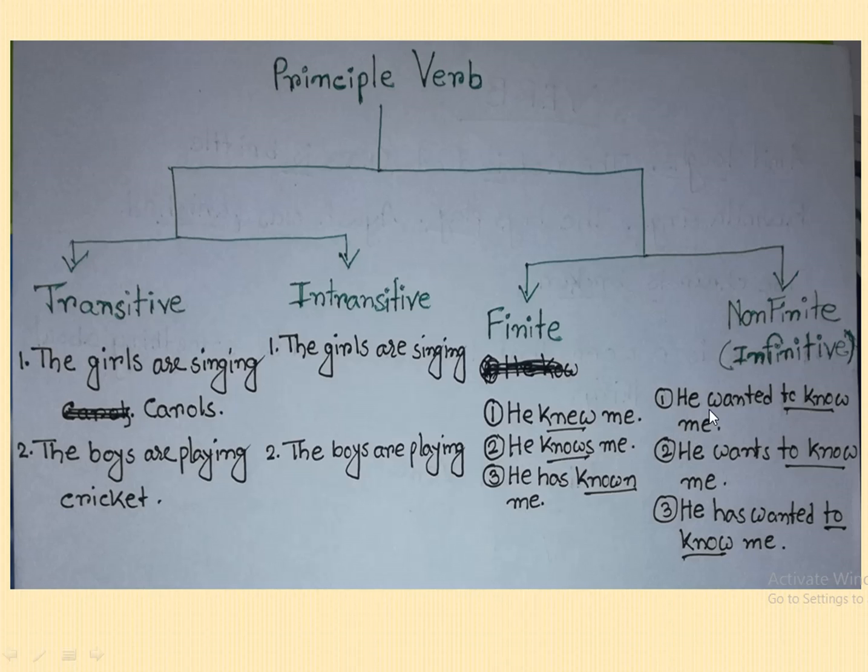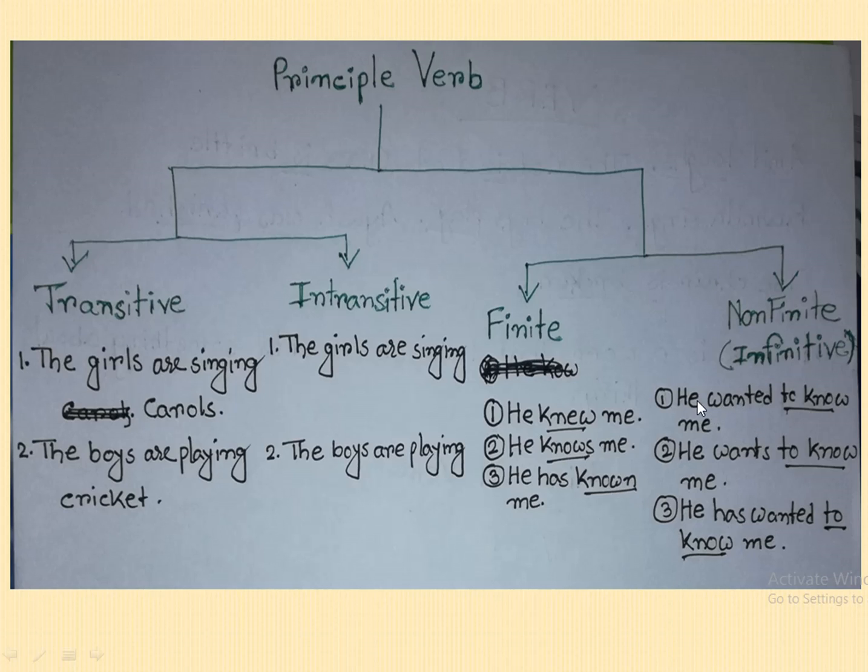Now let's come to the infinitive. Look at the sentences: He wanted to know me. He wants to know me. He has wanted to know me. Have you found the difference that I have underlined? In the finite verb, the verbs change their form according to the tense. Understood? In the first it is in past, in the second it is in present, in the third it is in present perfect.